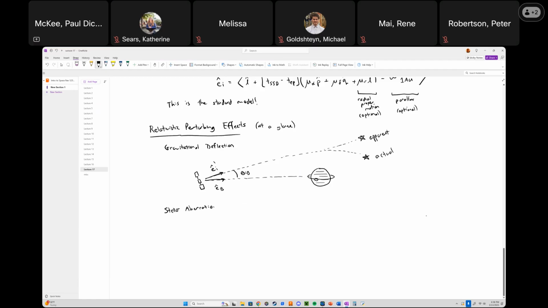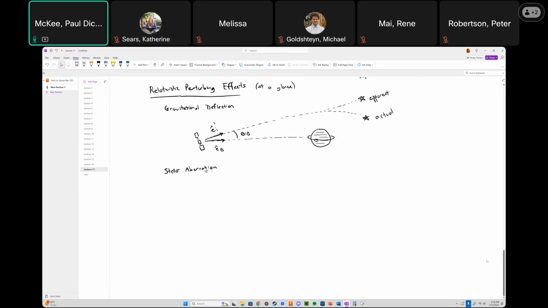I have a whole page of notes on stellar aberration. We're not going to go into too much detail on it. Stellar aberration clicked for me when I saw this diagram. So imagine that your telescope is like a little tin can.